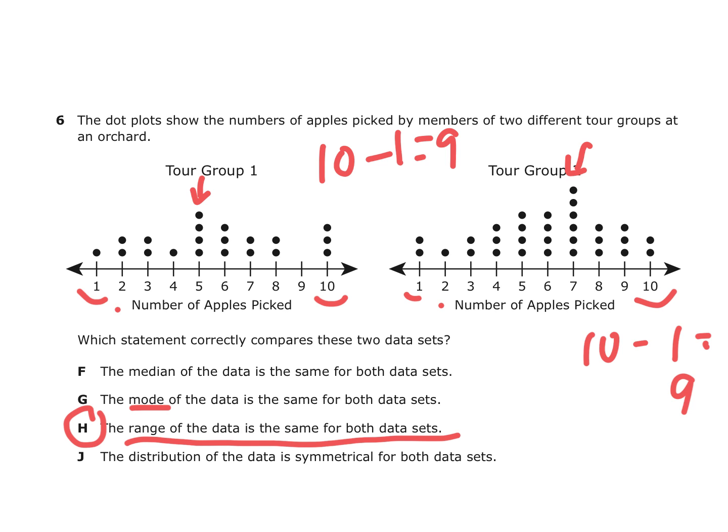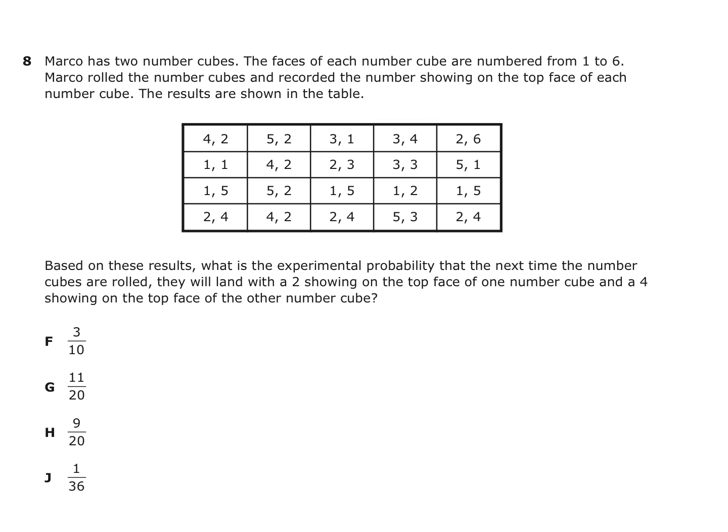And let's look at J. The distribution of data is symmetrical for both. And I don't see that this is symmetrical. It's not evenly distributed. And this one is not symmetrical also. So the answer is H for number 6.